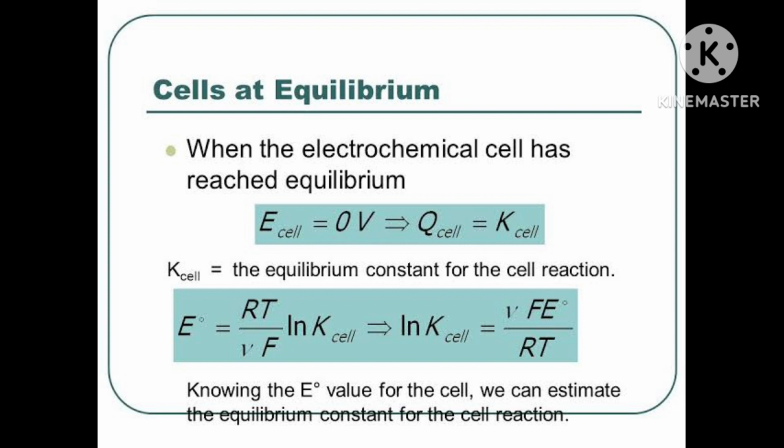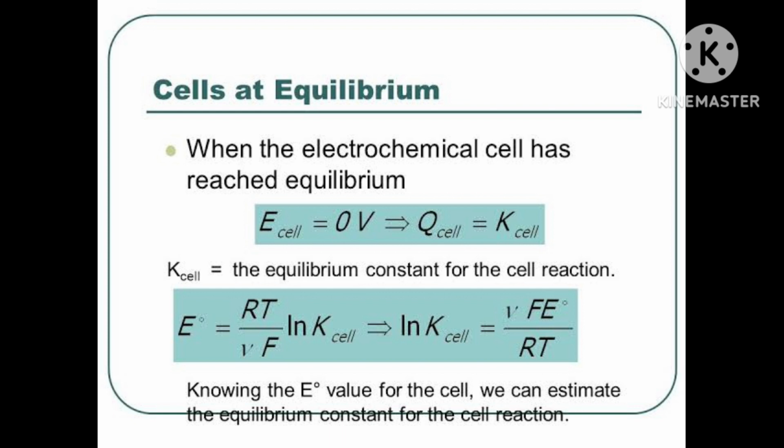Then for the entire value, I told you it is 1.1. The Ecell value is 1.1 volt. Then log Kc is 2 into 1.1 volt divided by 0.059. Now all values are known. If you solve it, you will get 37.288. That is the value of log Kc.